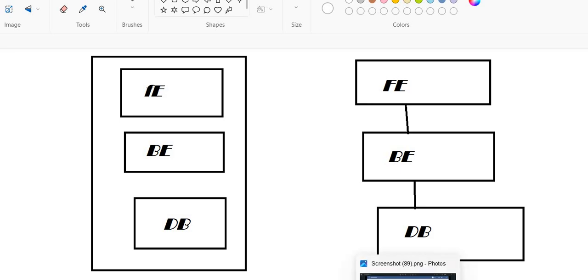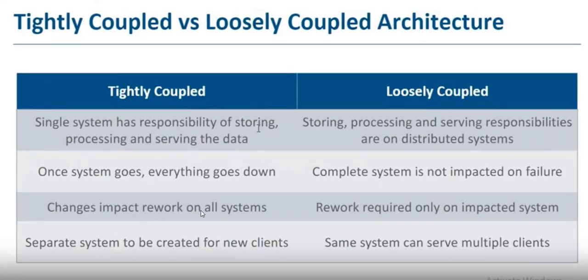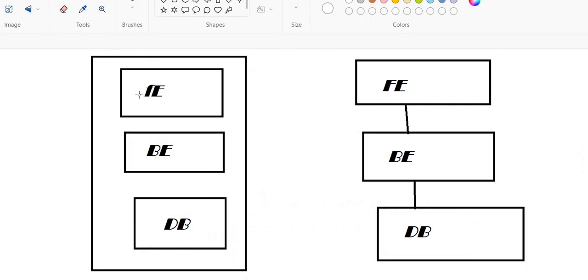Understood? Next, coming to changes: impact and rework on all systems. It means if you want to make changes in the front end or backend or database, then automatically you should make changes in the others also. For example, if you want to make changes in the database, then you should make the changes in the backend and front end also, because they are dependent on each other.